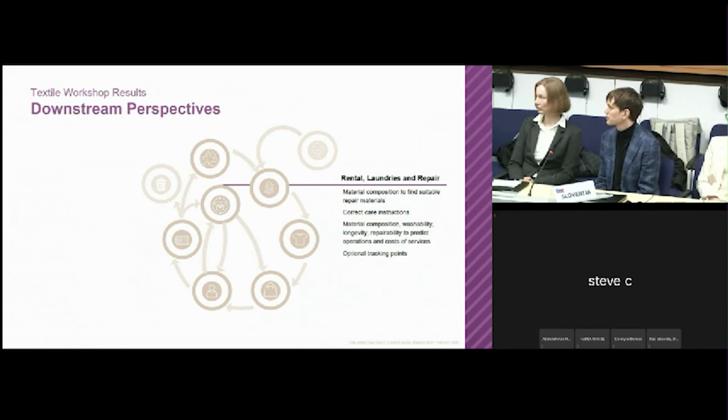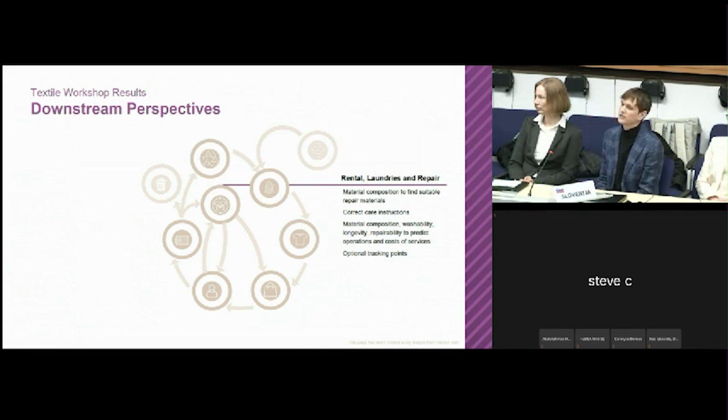On the repair, rental and laundry side, we see that for repair, sometimes they need material composition to find suitable repair materials. Care instructions are often wrong for laundry companies, so they need more standardization there. Also, laundries and rental services would like to have more attributes about the products, such as longevity, to better plan their operations and costs of services.